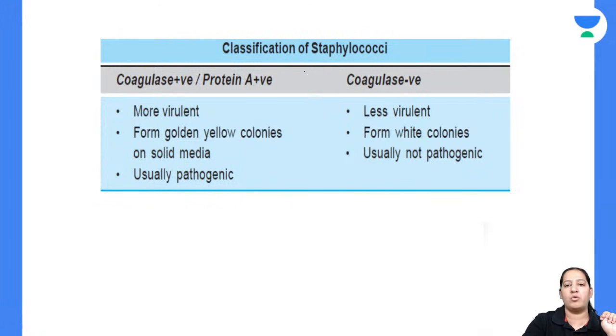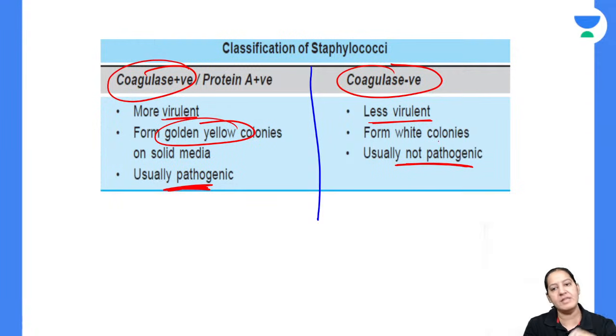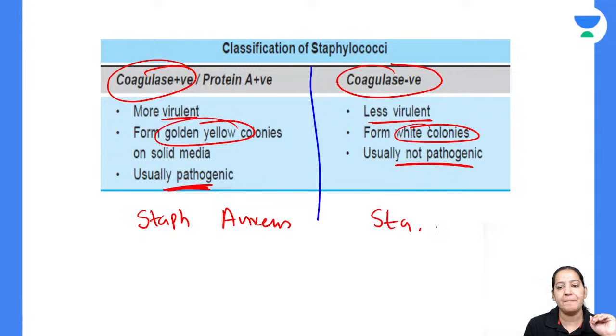So two types of Staphylococcus are there. Some are coagulase positive, some are coagulase negative. The coagulase positive ones are more virulent, more toxigenic, more pathogenic. The coagulase negative ones are less virulent, non-toxigenic, non-pathogenic. The coagulase positive ones form golden yellow colonies, and the coagulase negative ones form white colonies. The example of coagulase positive is Staphylococcus aureus, and the example of coagulase negative is Staphylococcus epidermidis.